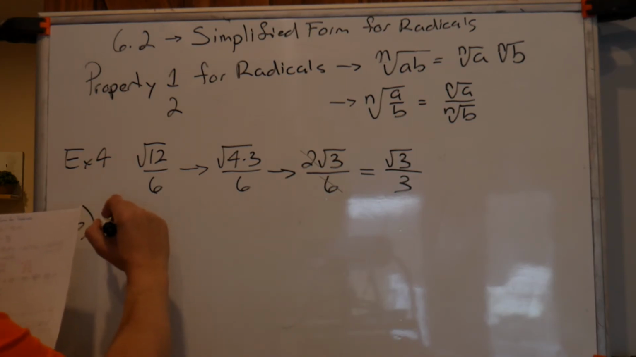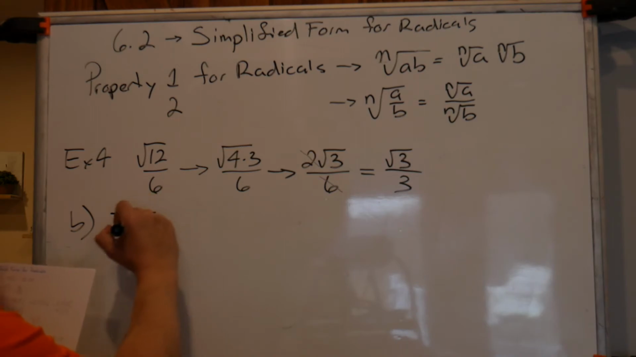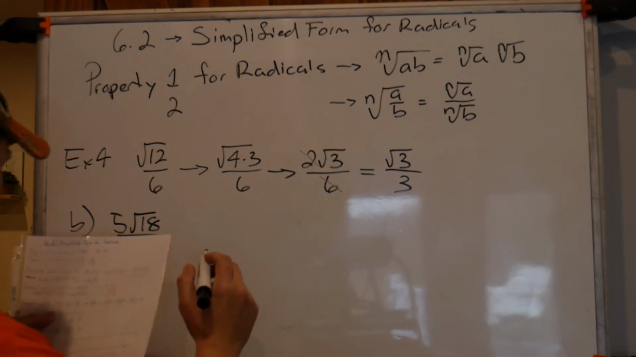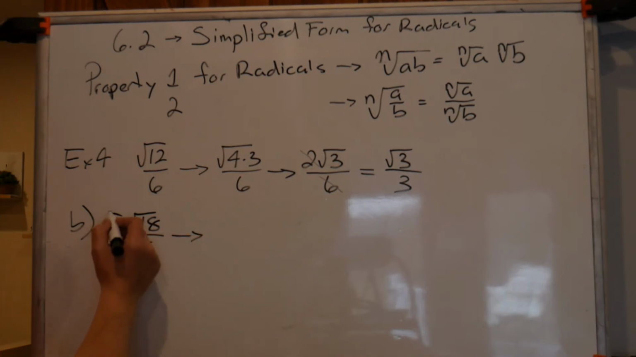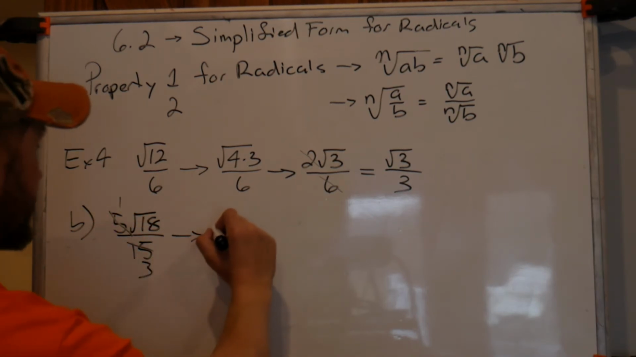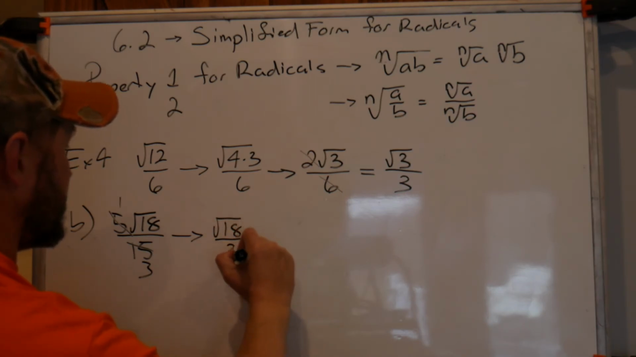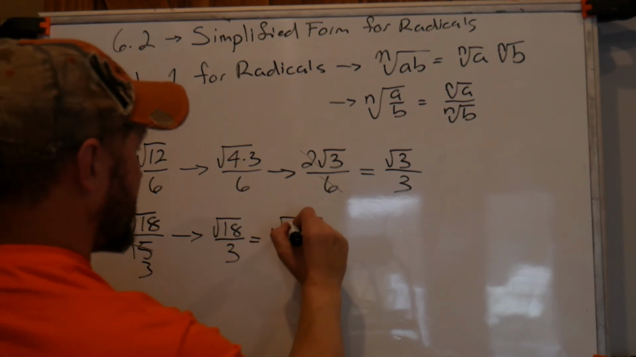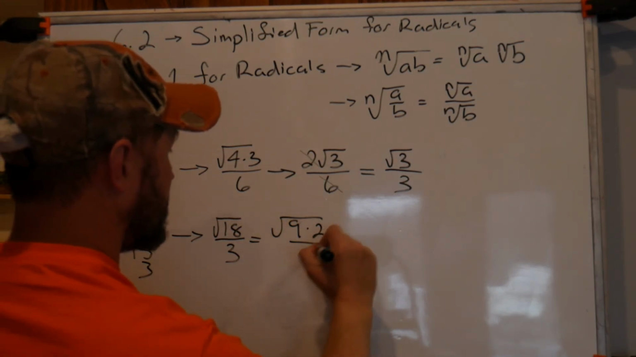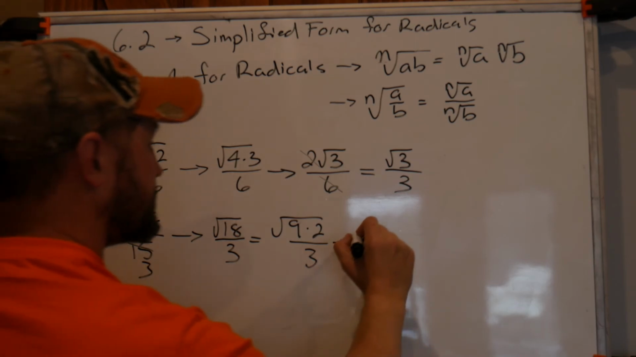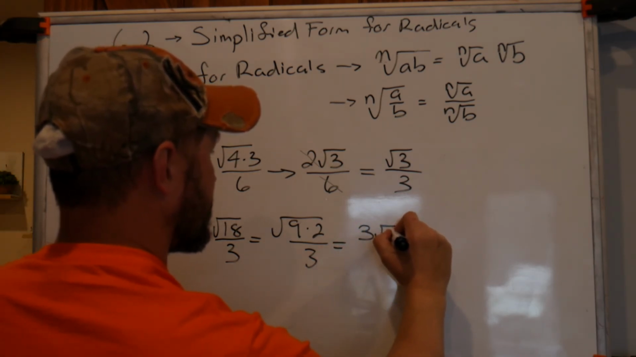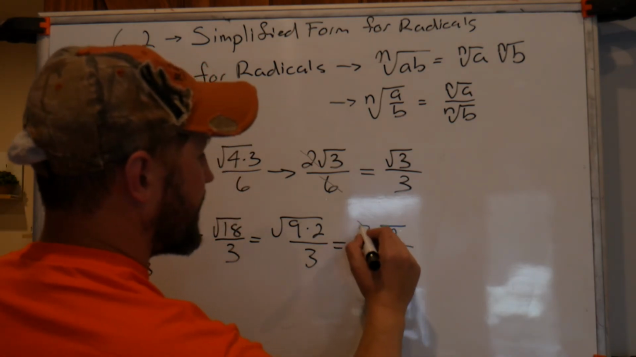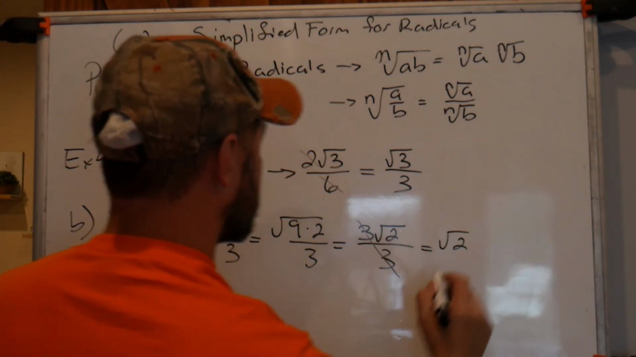So for part B, 5 times square root of 18 over 15. There's obviously different ways we could do this. Right now, I'm going to get rid of this just to make it easier and have square root of 18 over 3. I'm looking, square root of 18, do I have a perfect square? I do. Square root of 9 times 2. Square root of 9 is 3. There is no perfect square of 2. And that's all over 3. Now I can whittle those away and get square root of 2.